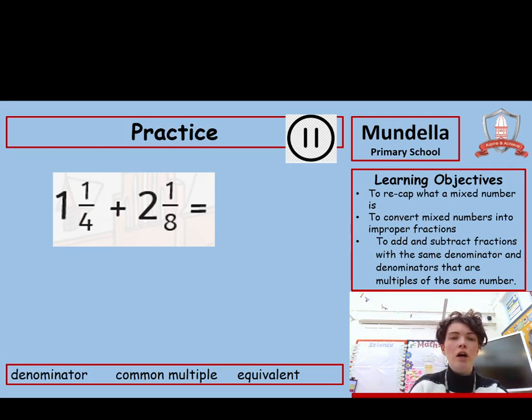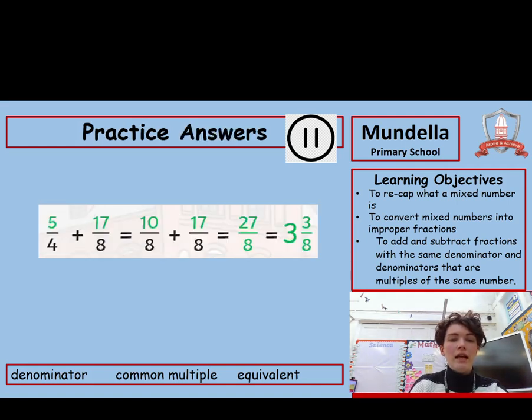Okay, so your answer is coming up on your screen now. Yes, so hopefully you worked out the answer is 3 3/8. Here is the method if you convert the fractions to improper fractions. Notice that we've made 5/4 into 10/8, so both out of 8. We don't add the denominators together, but we add the numerators together. Well done if you got that correct. If you didn't, I suggest you rewind the video and go and listen to the explanations again.